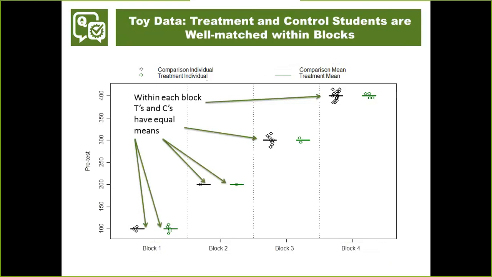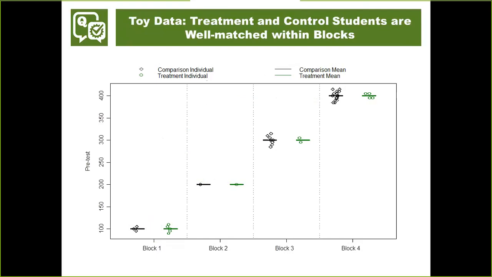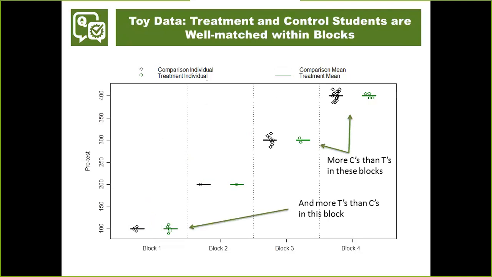Within each of these assignment blocks, the treatments and controls have the same baseline mean. The TC difference at baseline within each block is 0. These groups are very well matched. There are more controls than treatments in blocks 3 and 4, and the means in these blocks are very high, as you can see in this diagram. But there are more treatments than controls in block 1, and these have a very low baseline mean.